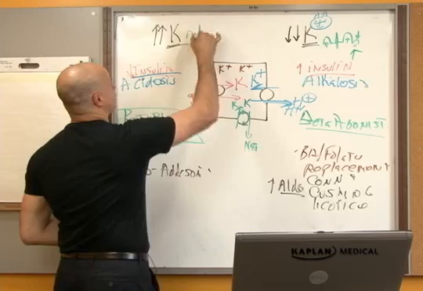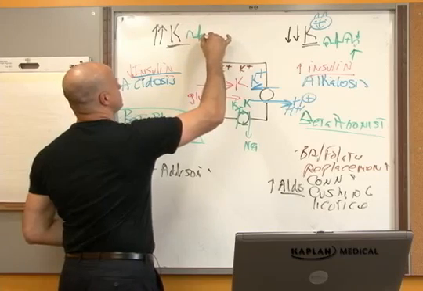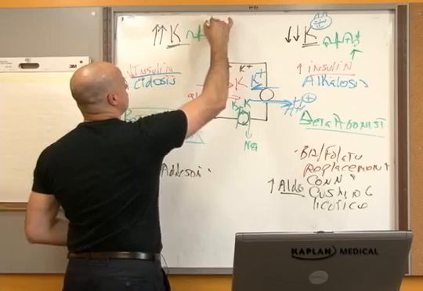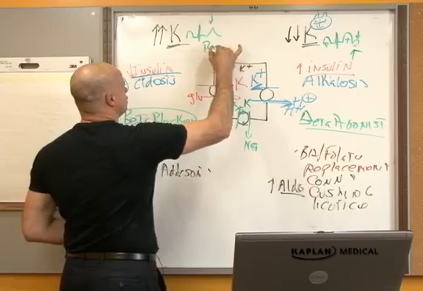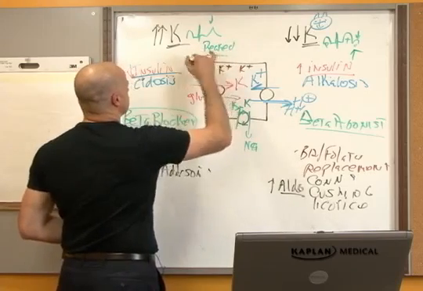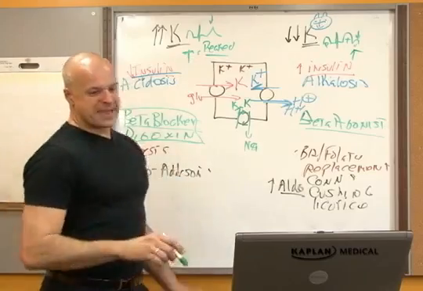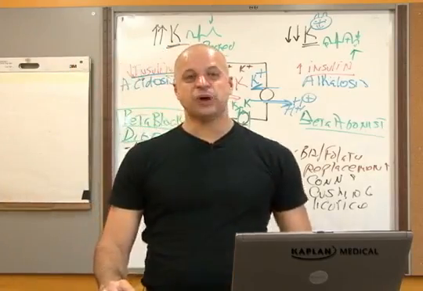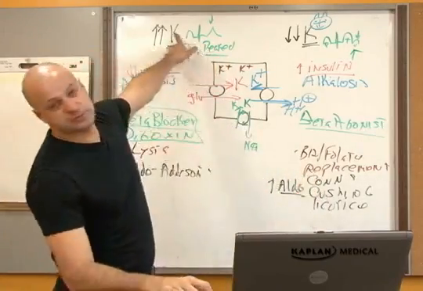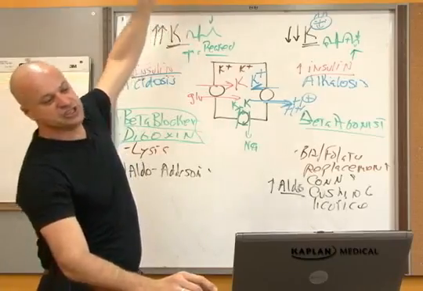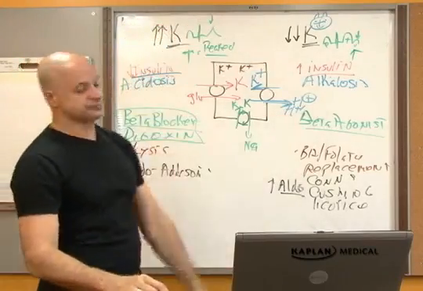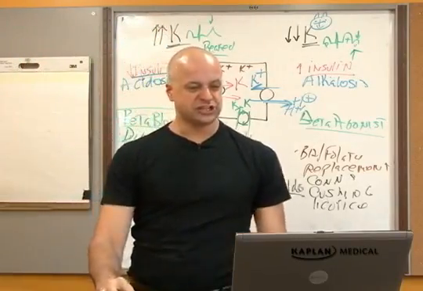Hyperkalemia: P, Q, R, S, T, but the T is pointy, peaked. Peaked T waves. Treatment for hyperkalemia with peaked T waves? Calcium chloride. Let's look at this.